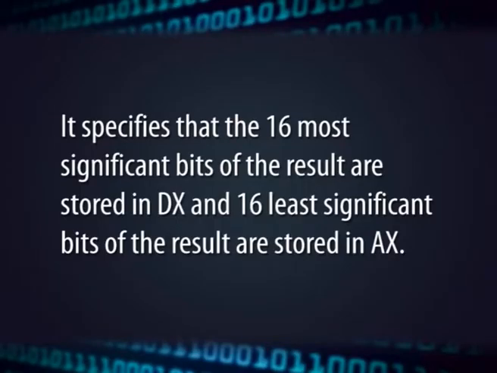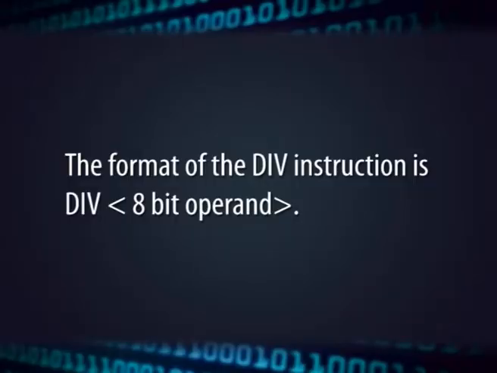It specifies that the 16 most significant bits of the result are stored in DX and the 16 least significant bits of the result are stored in AX. For the division operation, the div instruction is used, which is the next instruction like the mul instruction. The format of the div instruction is div 8-bit operand. Again, you only need to specify a single operand with the div instruction.